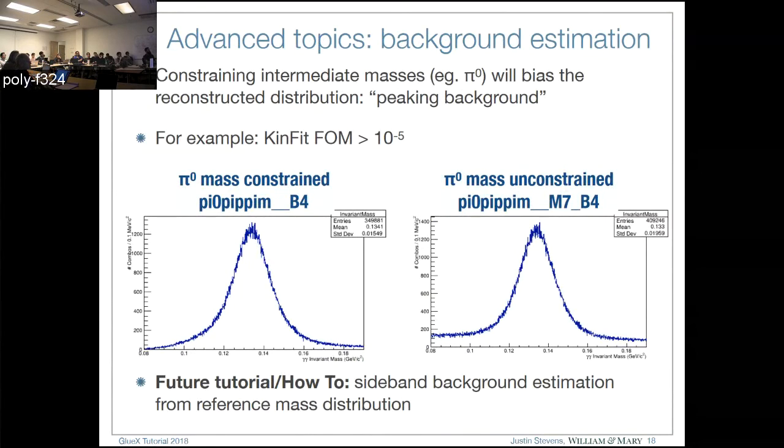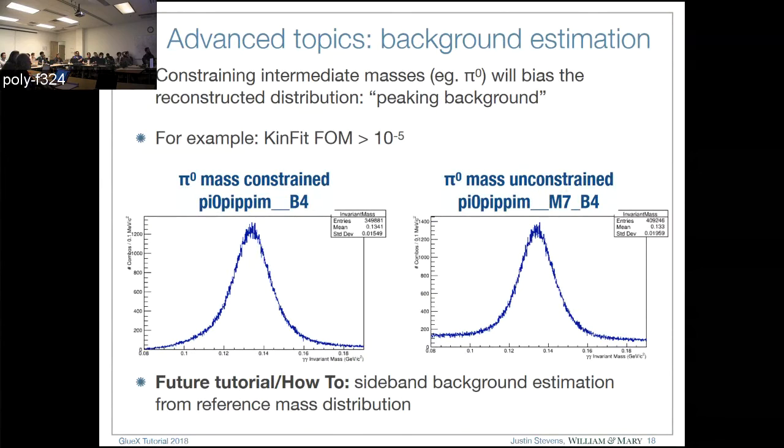If you do the same thing but use the option that Alex mentioned, which is you release the mass constraint on the pi 0, so now when you apply a kinematic fit cut, you're just conserving four-momentum, vertex constraint. Then you still see a nice pi 0 structure, but you see some tails of the distribution out at larger values here, and that's your background.